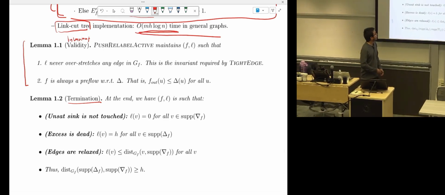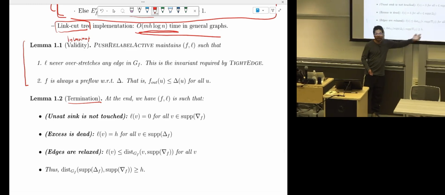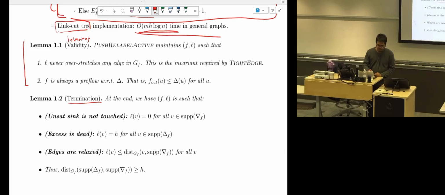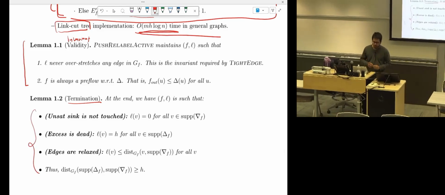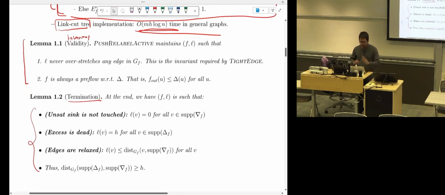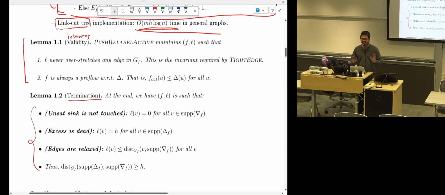Okay. And once you have all this, it just means that at the end, the distance from excess to the unsaturated sink is at least h. So this is kind of what push-relabel is doing. Any question about push-relabel? I kind of repeat things, but yeah.